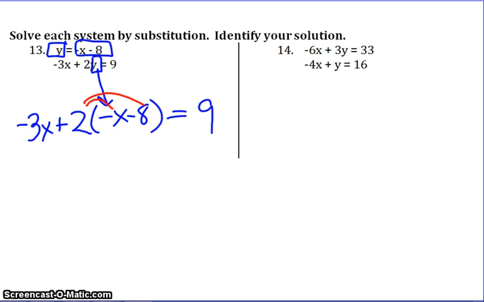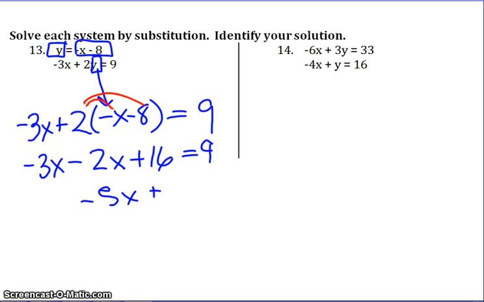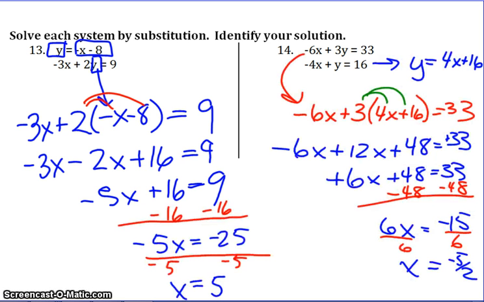I have to do the distributive property to solve this, so I have negative 2x plus 16 equals 9. Negative 3x. Combine these two, I have negative 5x plus 16. All right, so what I did here to solve these, you'll see some work kind of magically appeared. I had to first subtract 16 from both sides, divide both sides by negative 5, and I got my answer of x equals 5.